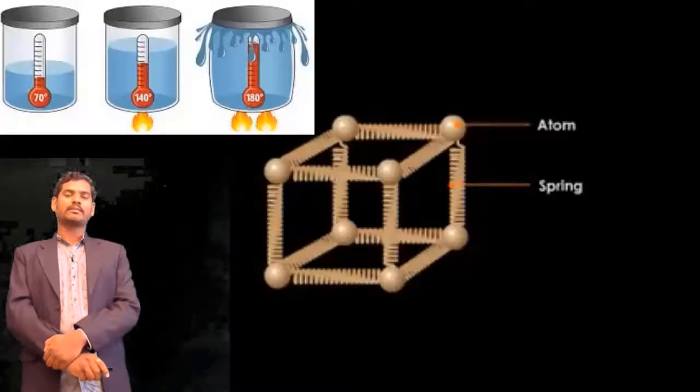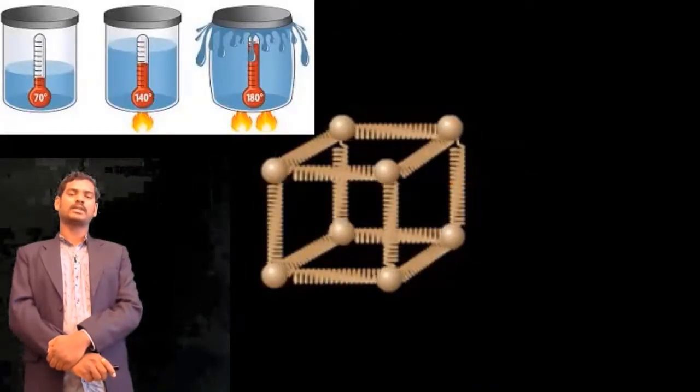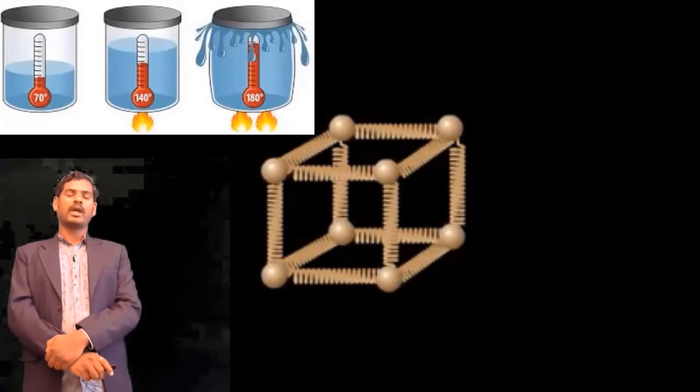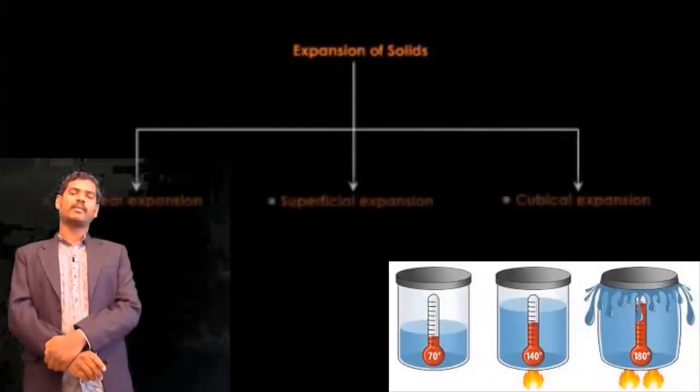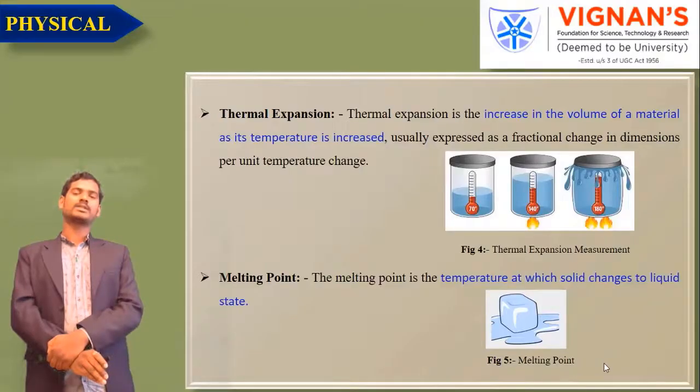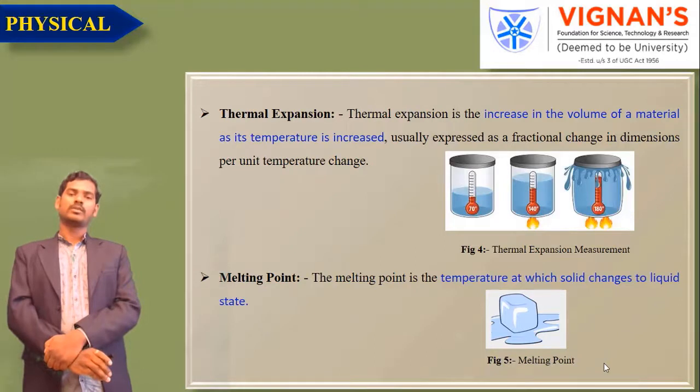Now I am adding some heat to that vessel. What happens? The temperature, for example, rises to 140 degrees. Similarly, the volume of the substance also increases. I am adding some more heat to the vessel. What happens? The temperature increases and the volume of the substance also increases. This is nothing but thermal expansion.